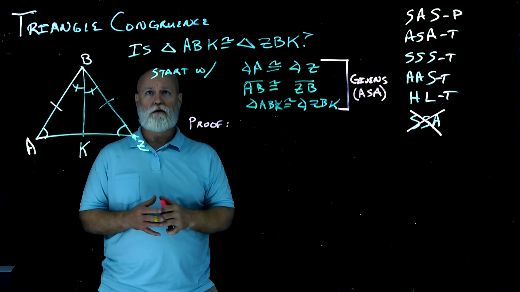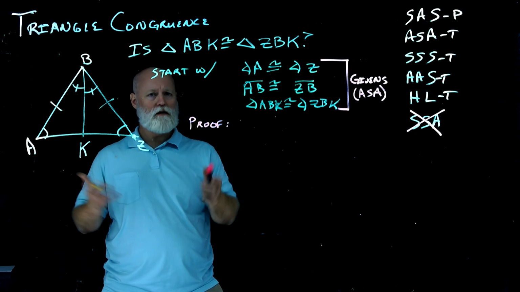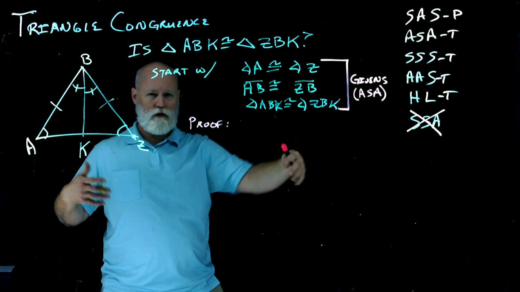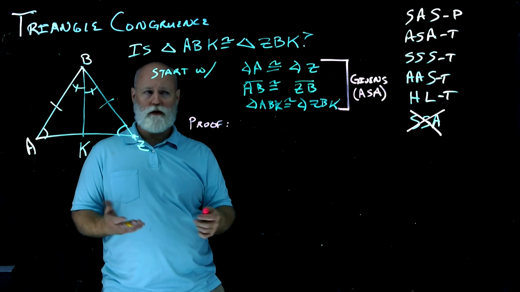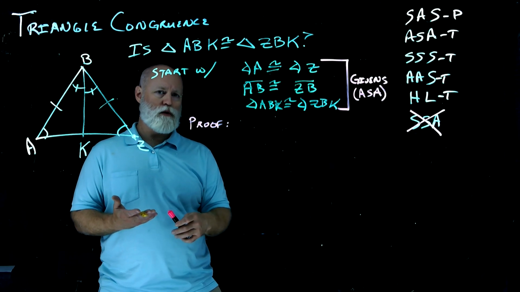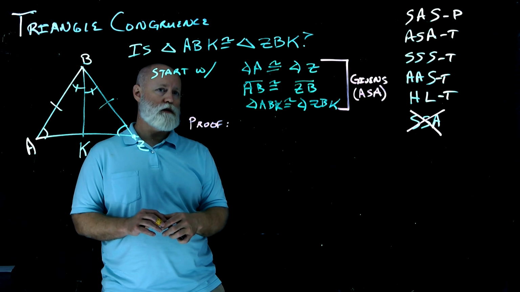Continuing our discussion about congruent triangles. In the last video we talked about the different ways we can prove two triangles congruent, and in the previous video we talked about what triangle congruence really meant. Here what we're going to do is start with one of the theorems and prove that theorem using the postulate.